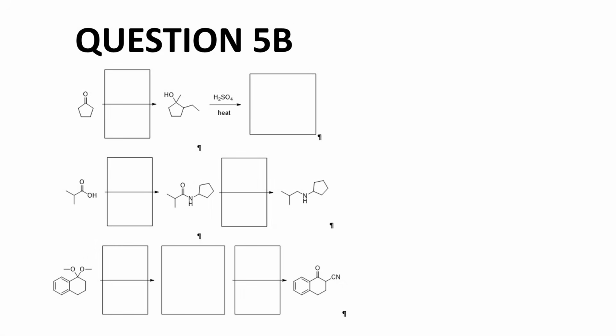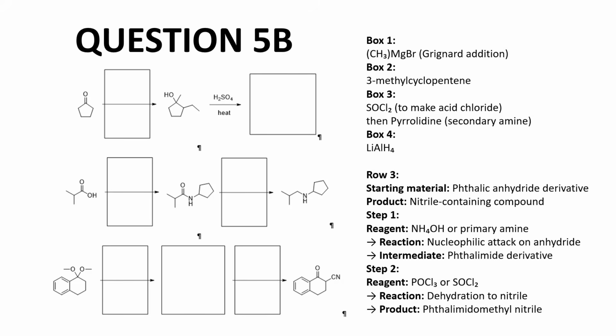Okay, last question. This is question 5B because this is the bottom half of the page with the roadmap questions, and so the instructions are cut off. But let's walk through these. Okay, here's what ChatGPT says. So let's number these boxes. This is 1, 2, 3, and 4, and this is row number 3. I'm going to leave that out special.